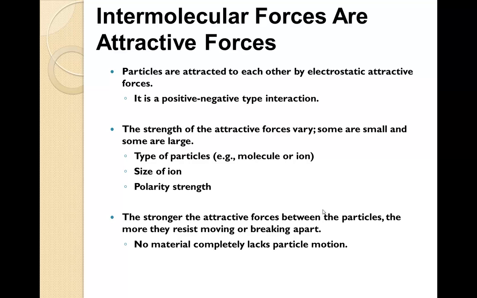Particles are attracted to each other by electrostatic attractive forces. This is referring to the positive and the negative type of interaction. The strength of the attractive forces vary. Some are small and some are large. It depends upon the types of the particles, whether it's a molecule or an ion, the size of the ion, and the polarity strength. The stronger the attractive forces between the particles, the more they resist moving or breaking apart. No material completely lacks particle motion. However, it would take more and more strength to pull them apart the stronger it is.